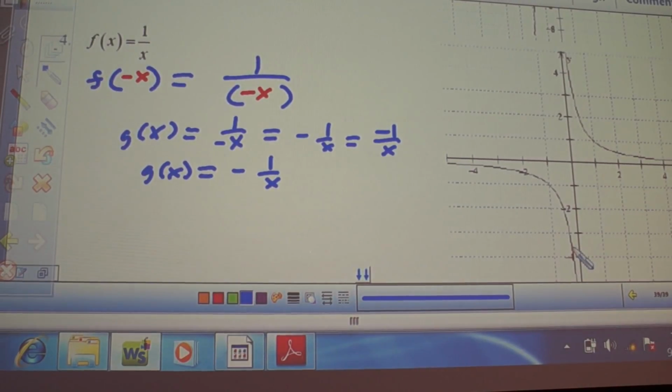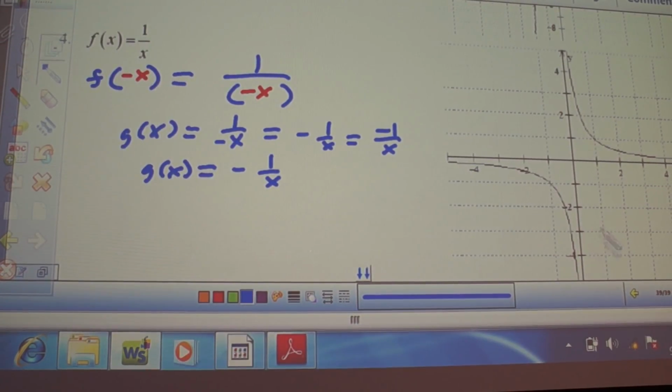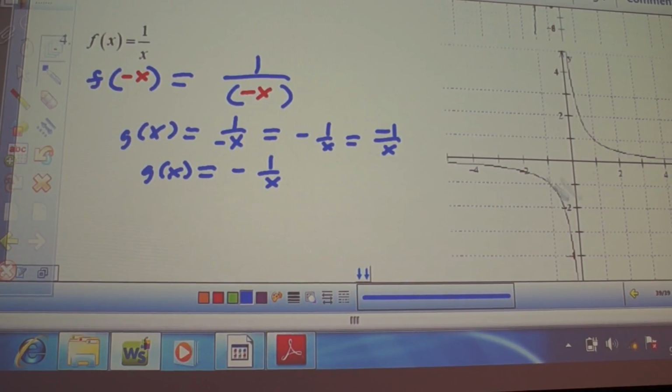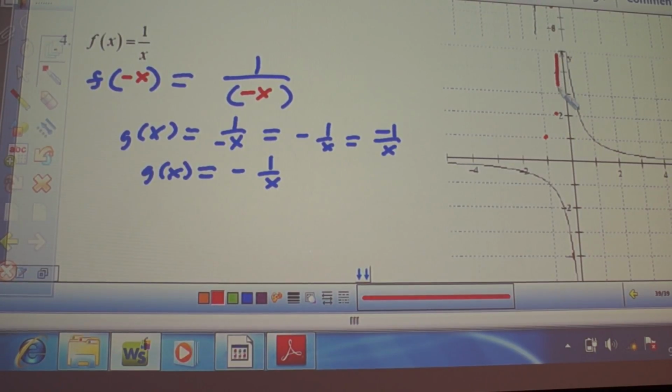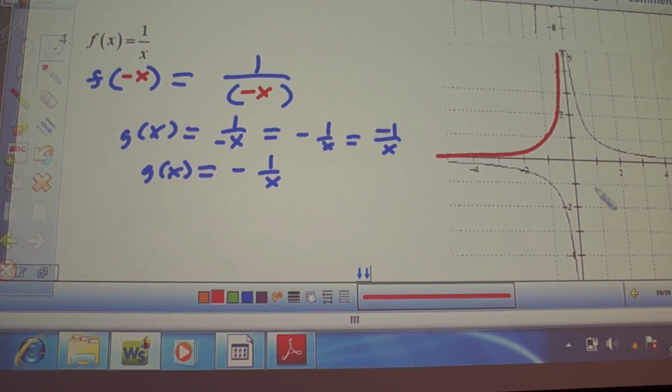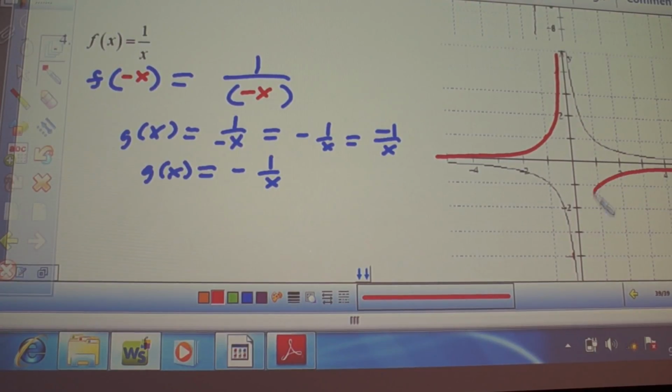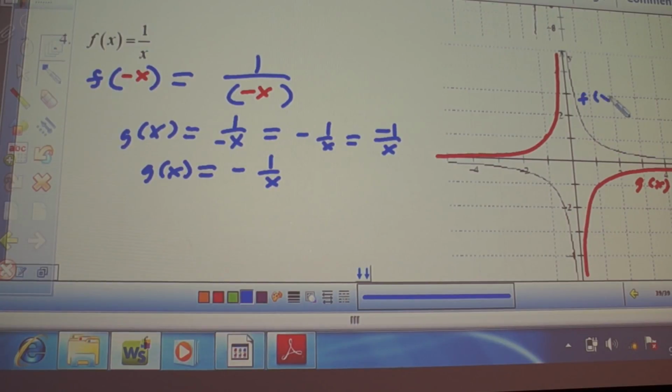Here, let me show you on the drawing. See this drawing here? Look at the graph. That's f of x. G of x is this. That's not the same. So this is g of x, and this is f of x. If I went to Desmos and put in negative 1 over x, that's what it would give me, this stuff in red.